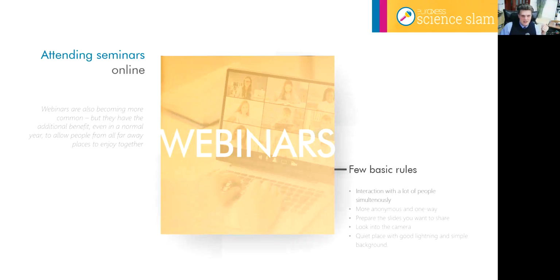And then I'm going to go to an even bigger scale, which would be webinars. This is what we're doing here today. We have maybe hundreds of people listening to what you're saying. And then you have to interact with a lot of people simultaneously. And of course, what happens is that the more people you're talking to, the less interaction there's going to be. It's going to be more anonymous.